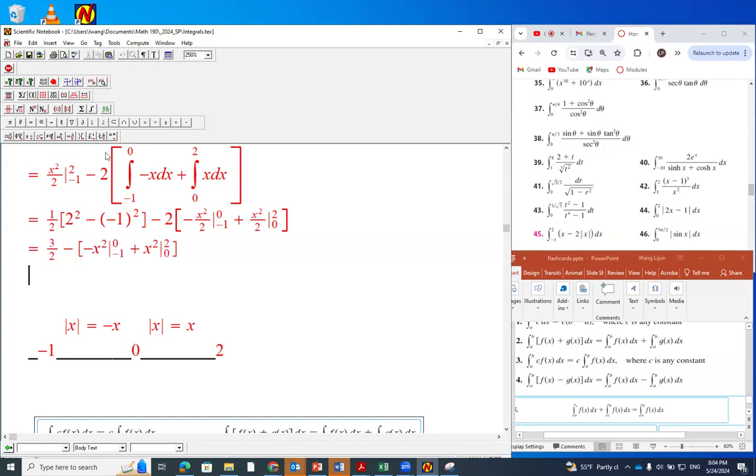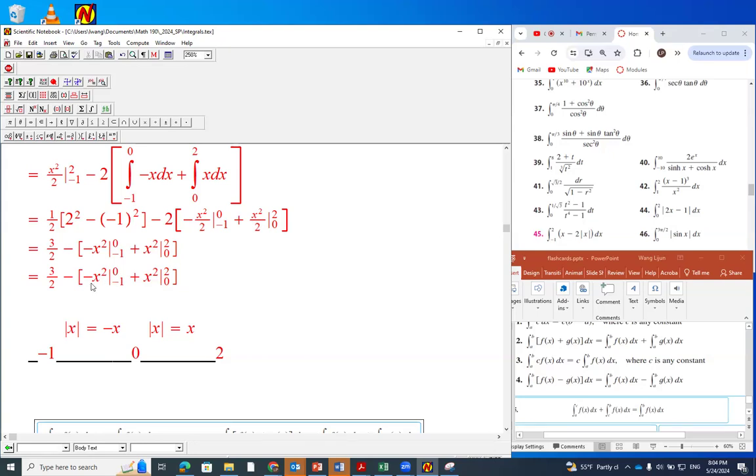Next, we're just going to be carefully taking care of this situation. The first part, I'm going to substitute by 0, so it's going to be 0 squared minus -1 squared. So that part is done. This piece turns into this piece, x squared, with 0 the upper limit and -1 the lower limit.